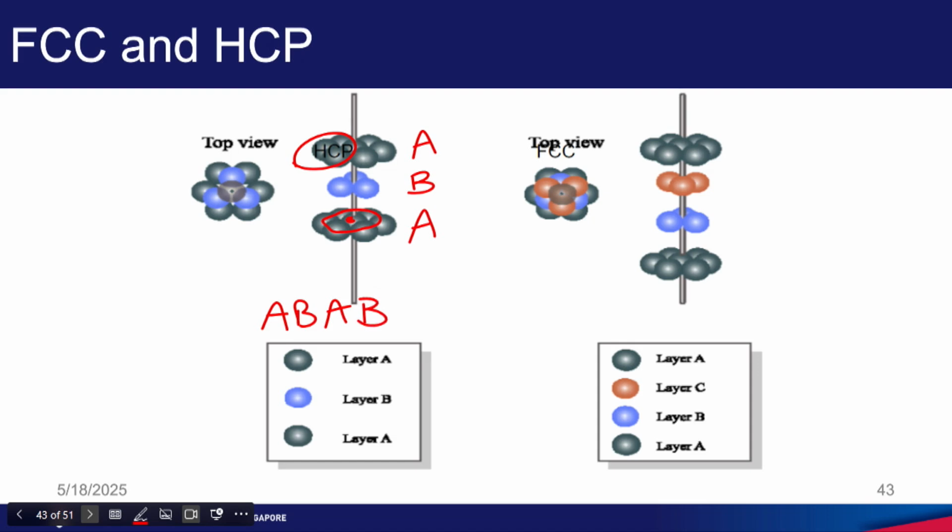Okay. FCC also is very similar, except that you have A, B, C, A and so on. So, it will have A, B, C kind of arrangement.